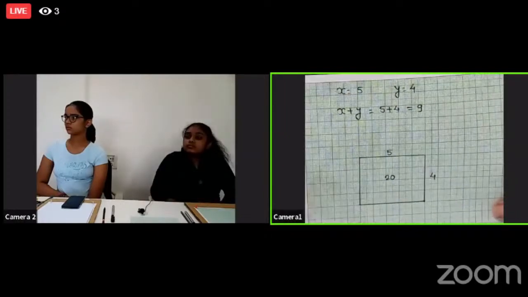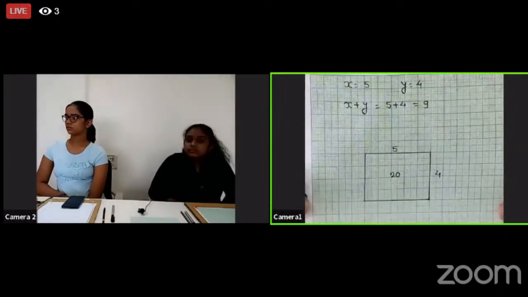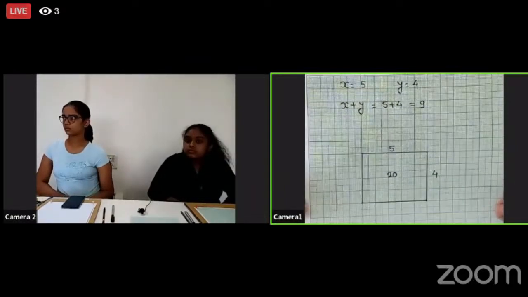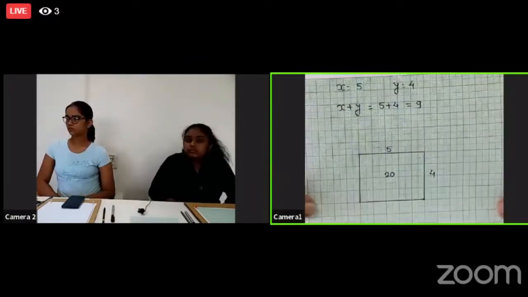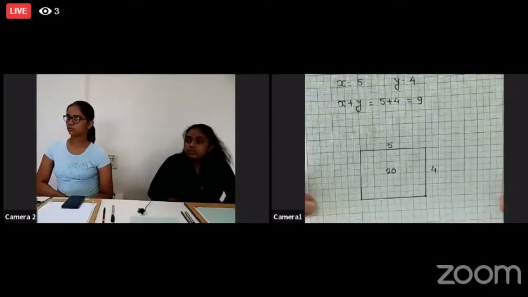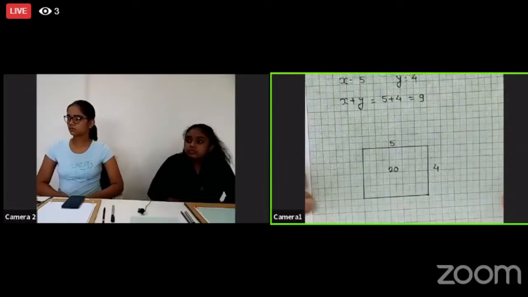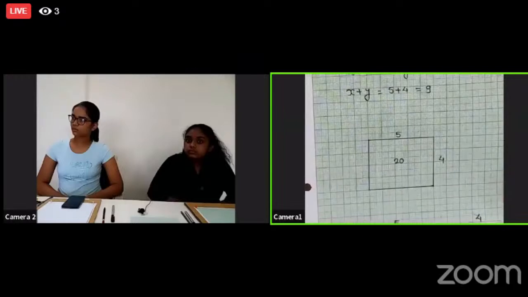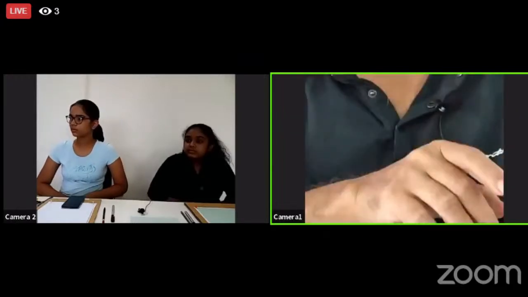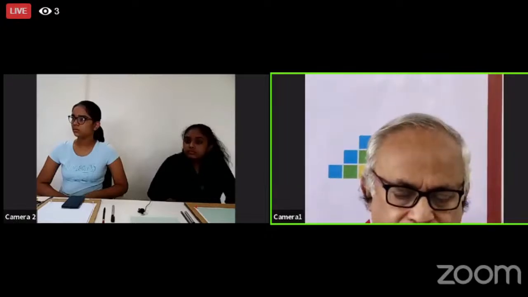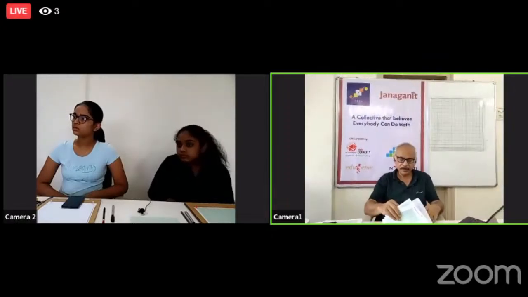In area, we count squares. In length, we count steps. So 5 steps plus 4 steps is 9 steps. But 5 steps multiplied by 4 steps is 5 centimeters multiplied by 4 centimeters. That is 20 tiles. That is 20 square centimeters or 20 centimeters squared.